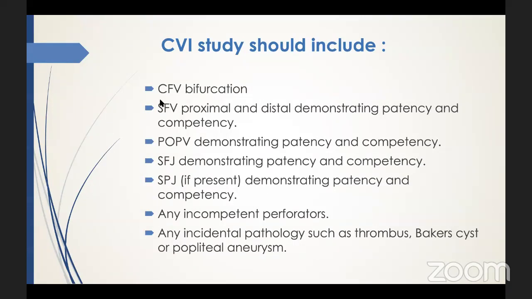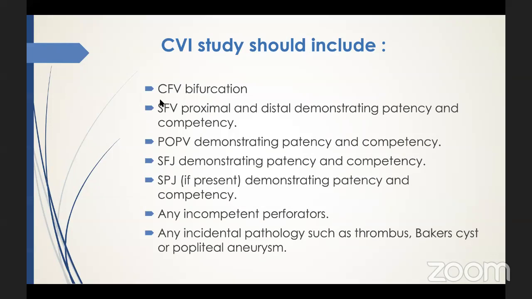And the study for chronic venous insufficiency has to include the deep system, which consists of the common femoral vein, superficial femoral vein and profunda vein, demonstrating patency and competency as well, and the popliteal vein as well to see the patency and the competency, alongside both junctions, the saphenofemoral junction and saphenopopliteal junction within the superficial system. Like I said, any perforators or any incompetent perforators have to be mentioned and reported.